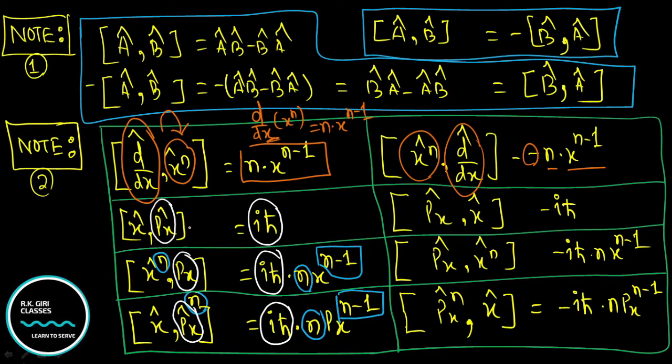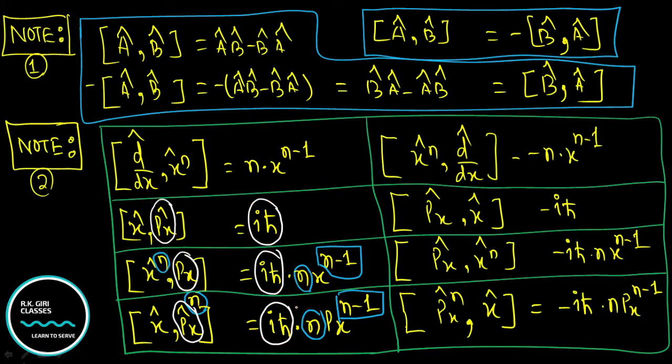Using this concept, we already discussed x with px, that is plus i h cut. With px outside, x with px, you always put plus i h cut. This was a trick we already discussed. When px is outside with x, that is position, that will be plus i h cut. If this is x to the power n, just put n into x to the power n minus 1. If the power n is on the px operator, that is n into px to the power n minus 1.